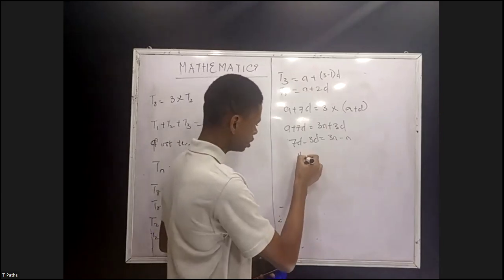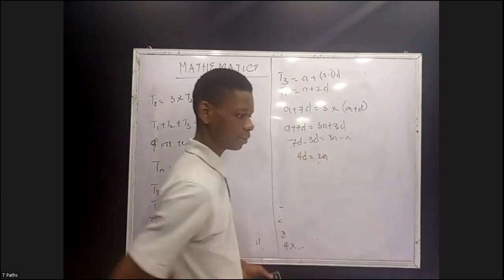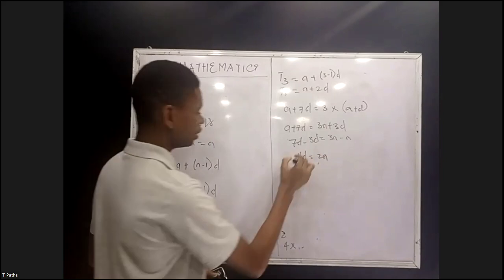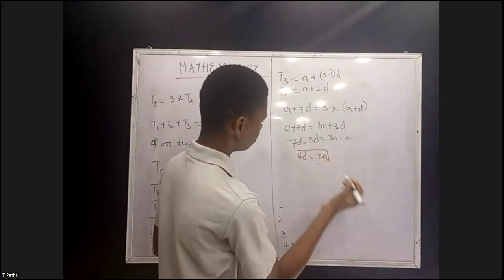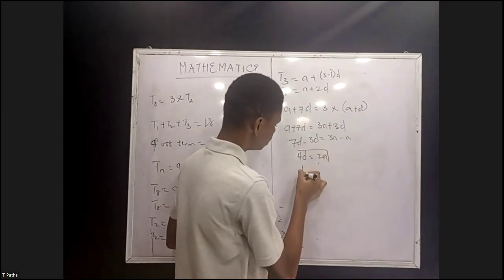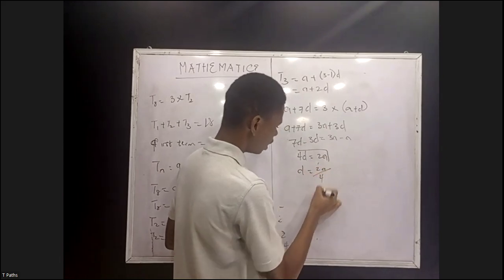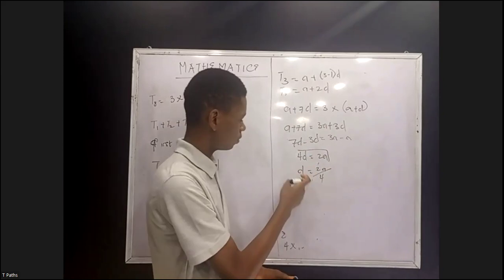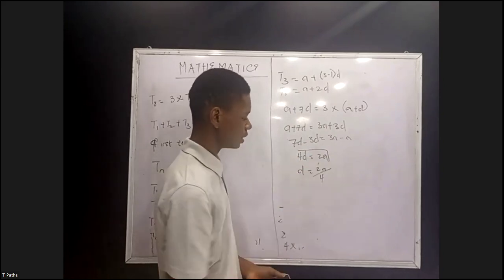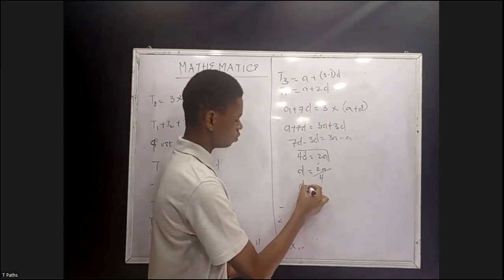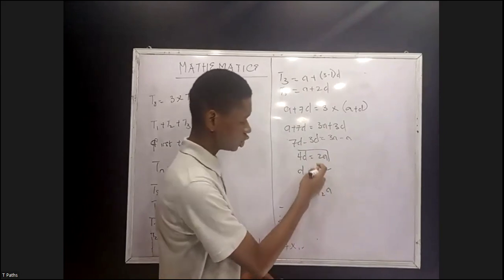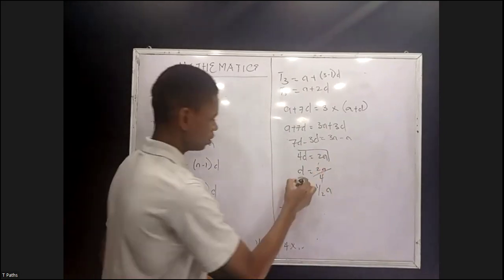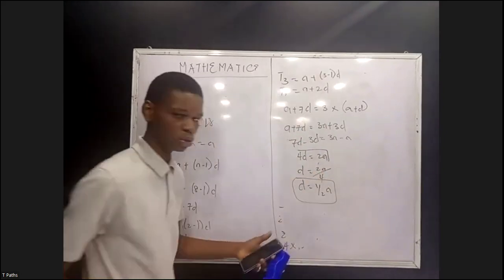So I have 4d is equal to 2A. Let me just simplify it and say d is equal to 2A over 4. How do I get it? I divided both sides by 4. Divided this side by 4, divided this side by 4. I have d is equal to A over 2, because 2 is common. So let's mark this out: d is equal to A over 2.